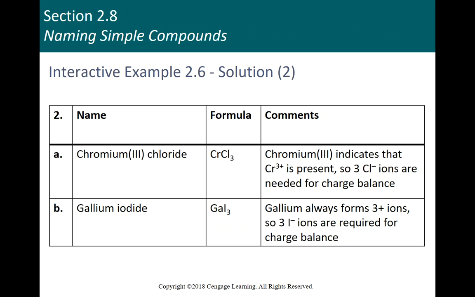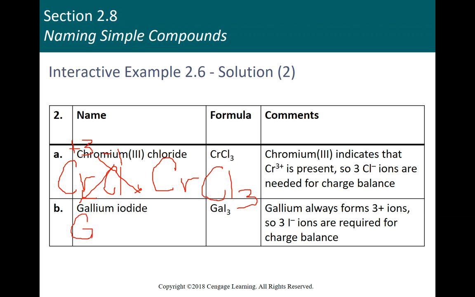When we work the other way, when we work from chromium 3 chloride, remember we can use the crisscross method. So Cr is the symbol for chromium. It's a +3 because that Roman numeral tells us that. Chlorine is a -1. So if we cross those, we end up with CrCl3.